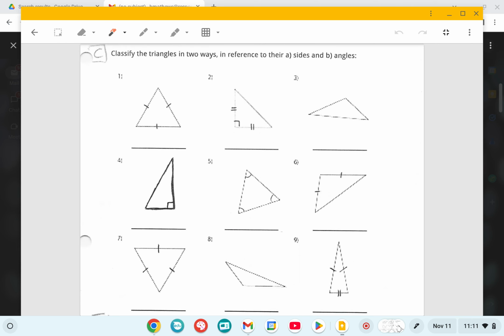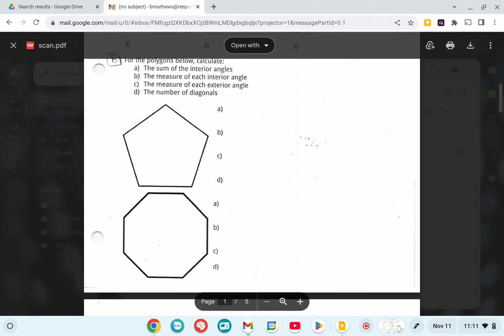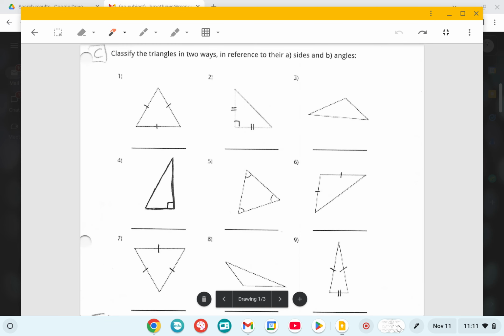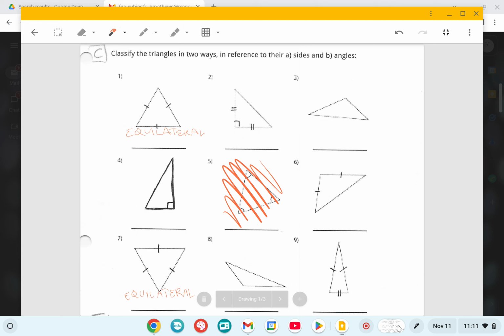Looking at the first one, because all 3 sides are the same right there, I am going to know that that is an equilateral triangle. Oops, sorry about that. An equilateral triangle. So this is equilateral because all 3 sides are the same length. And actually, while I'm at it, number 7 is also equilateral. It is equilateral because, again, all of the sides have the same length. We're actually skipping number 5, so let me actually mark that out before we move on.